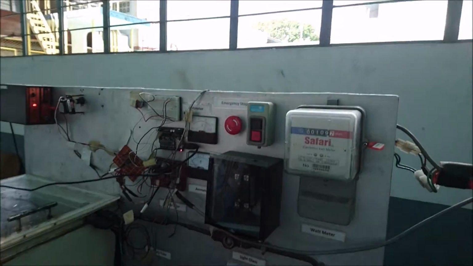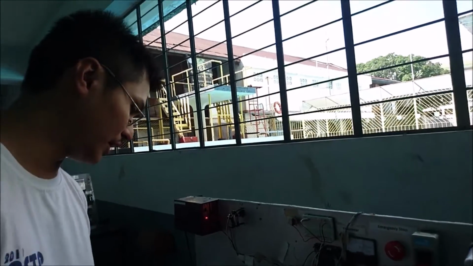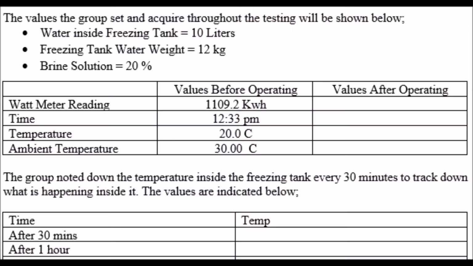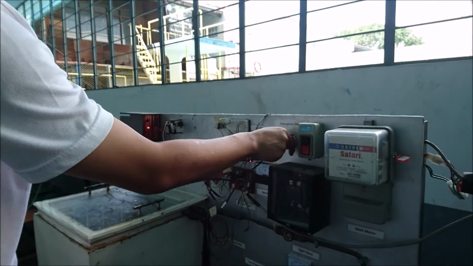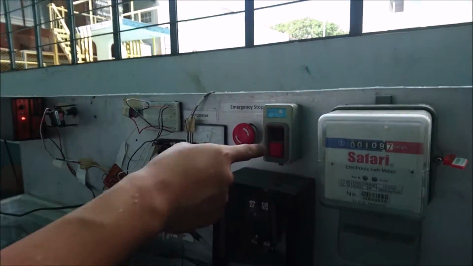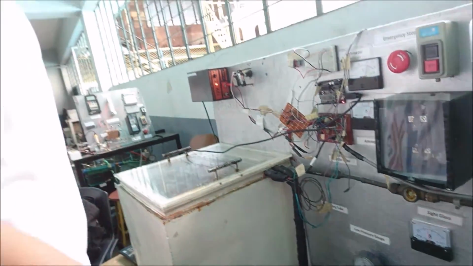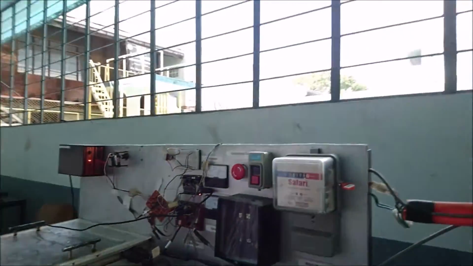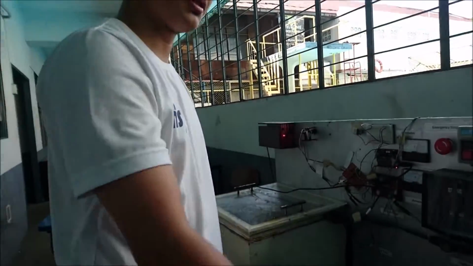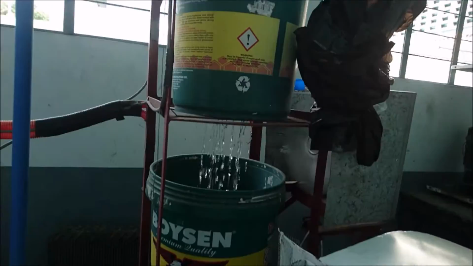The wattage, the temperature of the ambient and the temperature inside the tank will be specified, the initial values of it. Step, turn on the ice plant. Make sure the water is flowing through the cooling tower. As you can see, it is flowing.